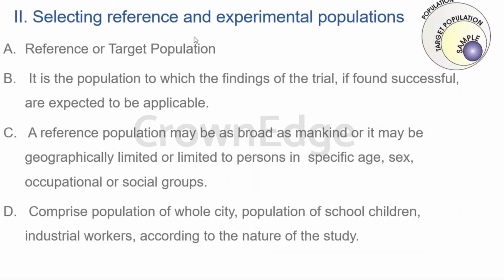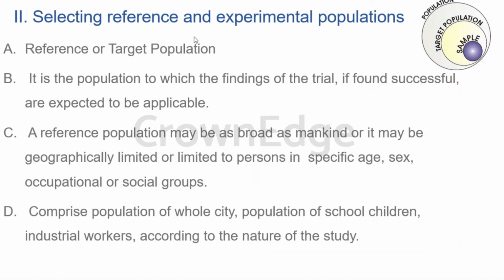Then you select the reference and the experimental population. Reference is a target population. It is the population to which the findings of the trial, if found successful, are applicable. That is, you are going to generalize the results of your study to this reference population.